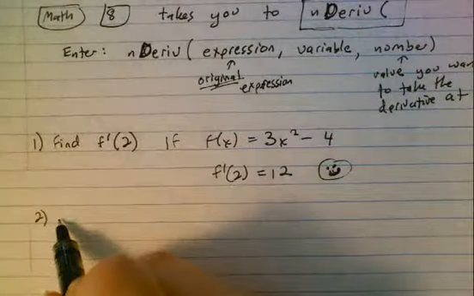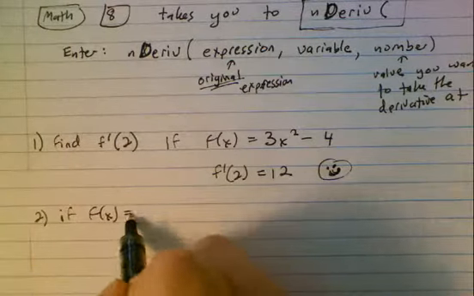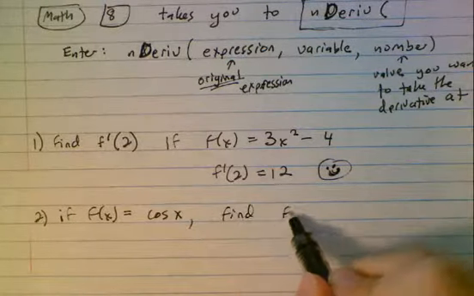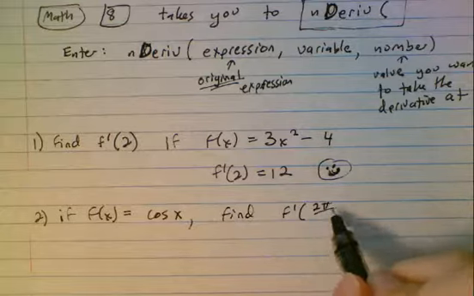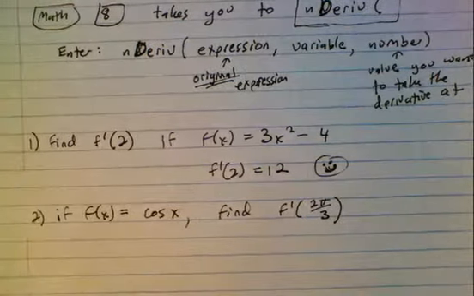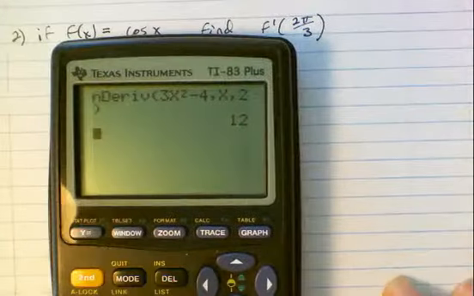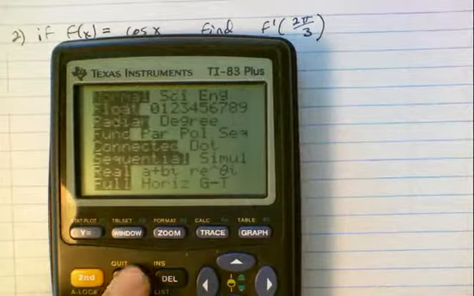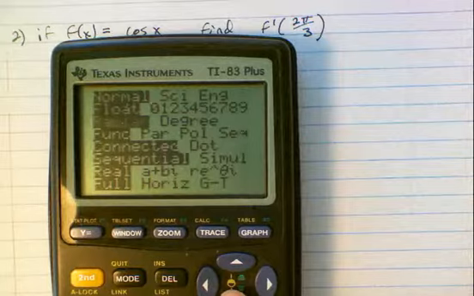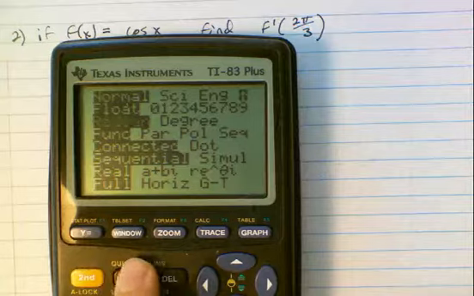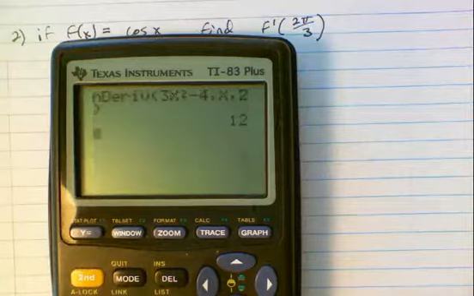Our second one, if f of x equals cosine of x, find f prime of 2 pi over 3. First thing you want to do is make absolutely sure your calculator is in radians, so go to Mode. Radian should be highlighted. If it's not, arrow down to radian and hit Enter. And then second quit will bring you back to the main screen.